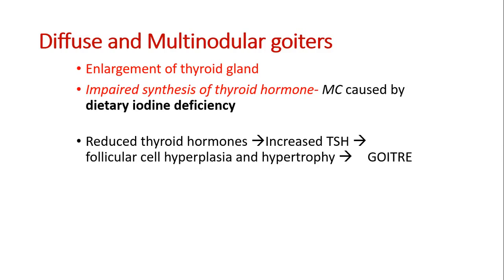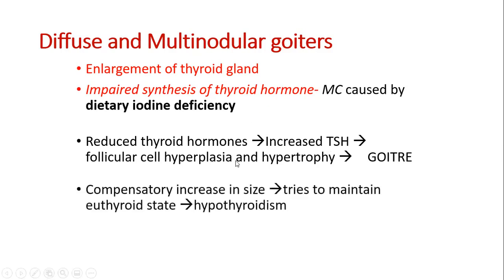So follicular cell hyperplasia and hypertrophy happen under the influence of TSH, thyroid stimulating hormone, but functionally they cannot do anything because the ingredient, iodine, is not there, hence no production of T3 and T4. That becomes a cyclical phenomenon of increased TSH and no T3, T4, and the follicular cells are constantly stimulated, resulting in hyperplasia and hypertrophy, ending up in enlargement of the thyroid gland. We call it a goiter. So this is the pathogenesis.